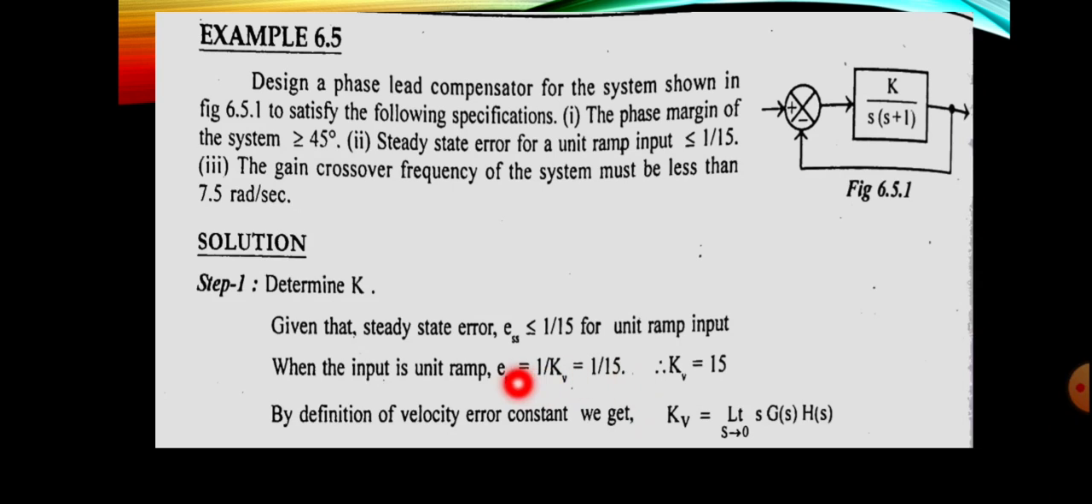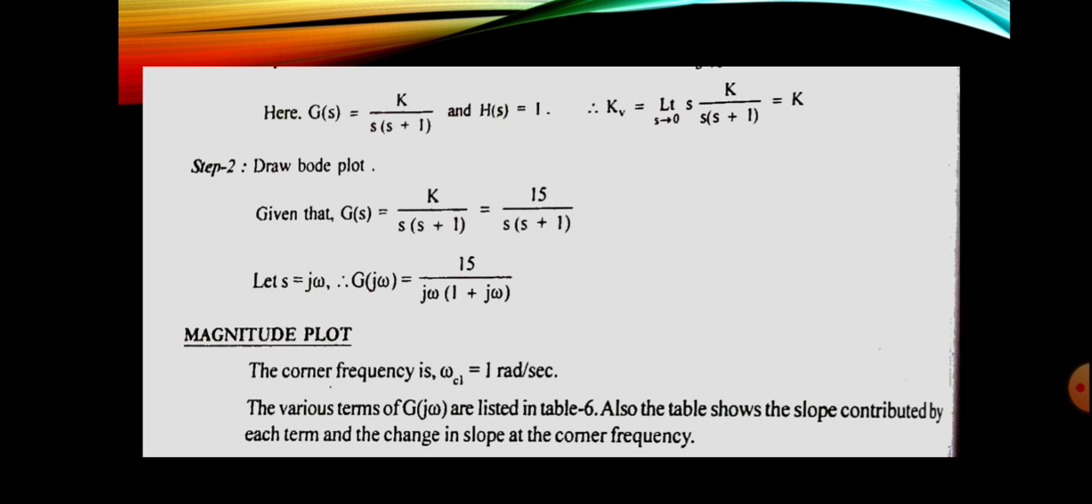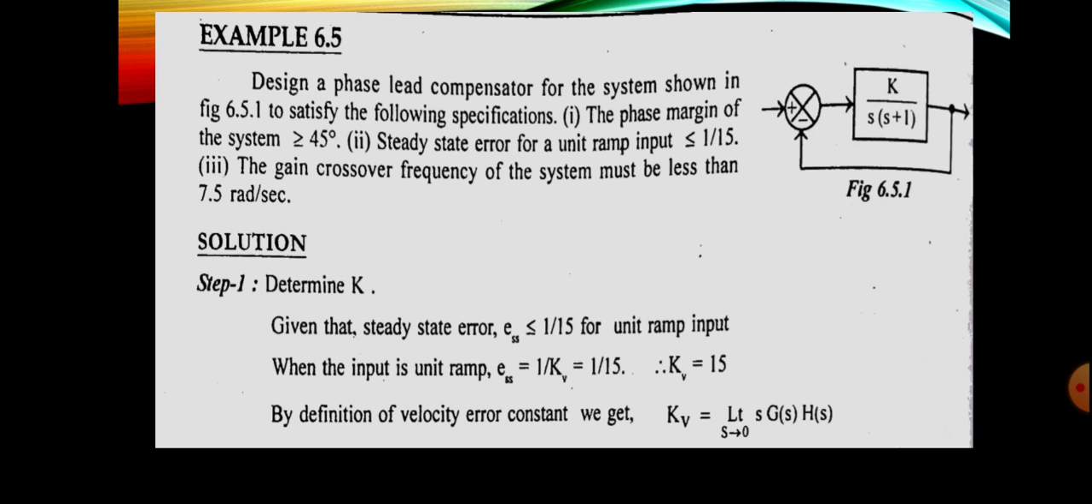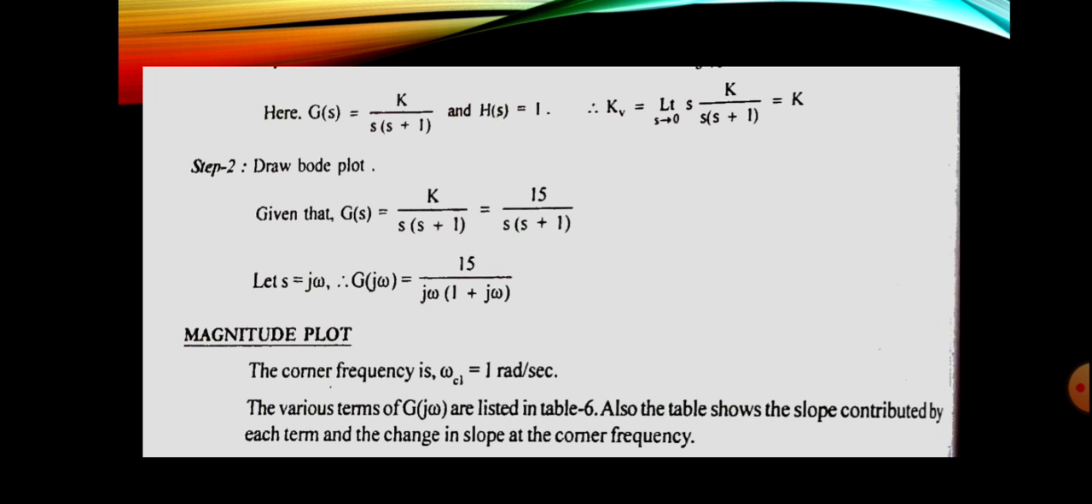We also know that for a second order system, kV is equal to limit s tends to 0 of s into G of s into H of s. Here H of s is 1. So kV will be equal to limit s tends to 0 of s into k by s into s plus 1. Since s is 0, the s terms cancel out, so kV will be equal to k. So k will be equal to 15.